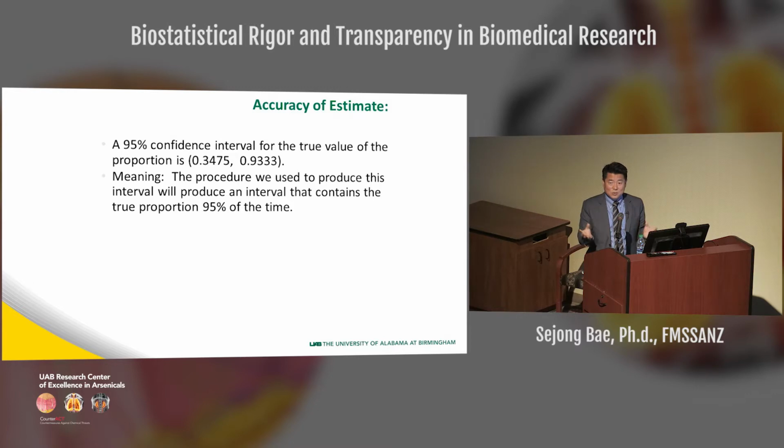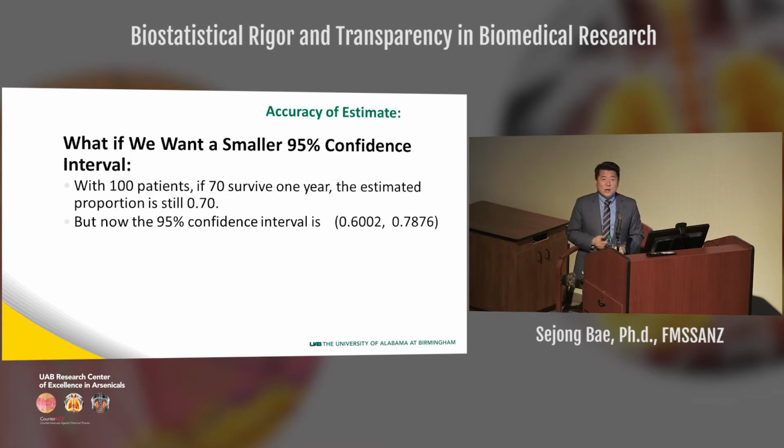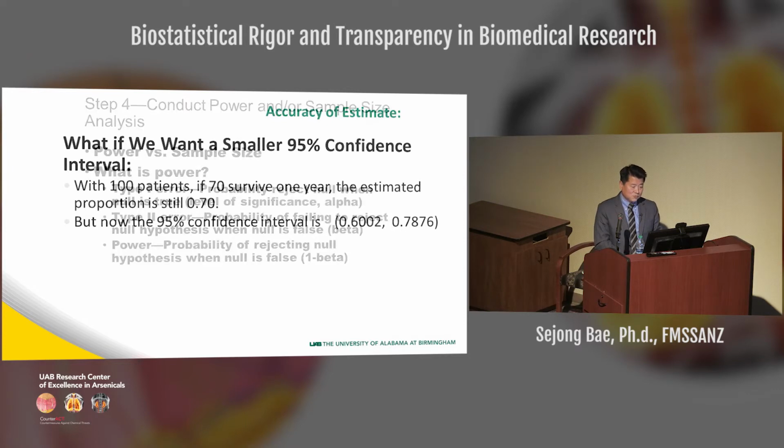We happen to see a 70% proportion, but if you do the experiment next time, it can go as low as 0.3475 and as high as 0.9333. If we want a narrower confidence interval, then we need to increase the sample size. If we have 70 survivors out of 100 patients, then the confidence interval gets narrowed. It goes from 0.6002 to 0.7876. That's why we need to do a proper sample size calculation. You can do a precision calculation for this based on the sample size. So it's very important to have a proper sample size calculation to move forward.